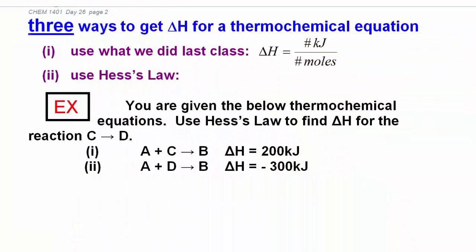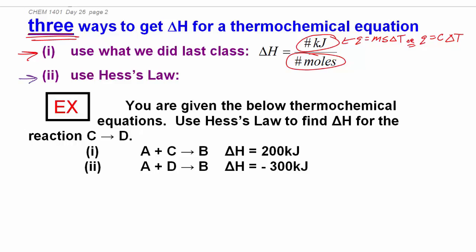Like we mentioned earlier, there are 3 ways to get the enthalpy for a thermochemical equation. The first way we've seen already, where we calculated the heat. Remember, that was given the symbol Q, and there are a couple ways to get it. We could use m s delta T, where s is the specific heat, or we could use C delta T, where C is the heat capacity. So we used one of those equations, got our heat, divided it by the number of moles, and we got our enthalpy for the reaction. The second way is Hess's law.